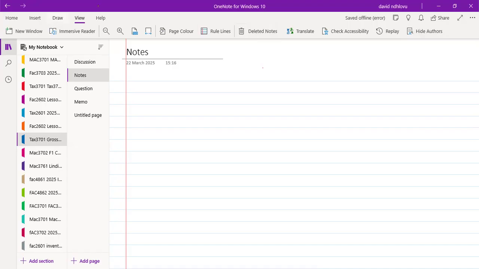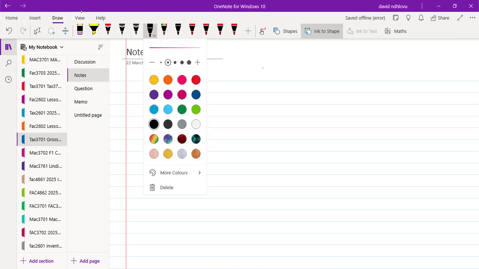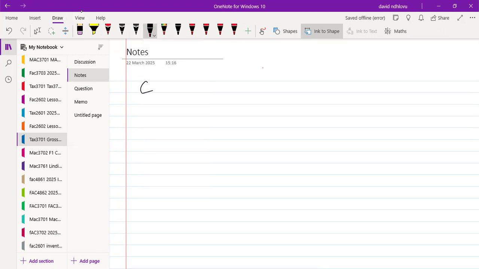Right. So for this particular session, we want to look at the calculation of the taxable income of a company.